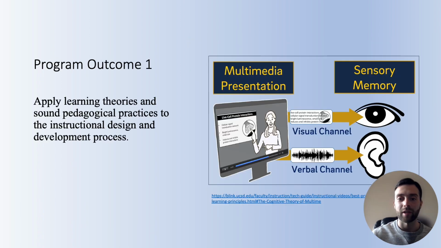The first item of reflection is Program Outcome 1. Apply learning theories and sound pedagogical practices to the instructional design and development process. An example of me doing this is in my multimedia presentations. To avoid overloading sensory memory, I make sure to evenly distribute information between the visual and verbal channel.